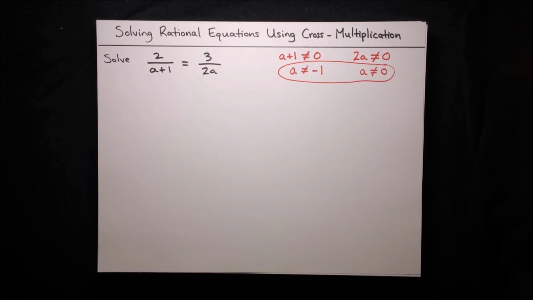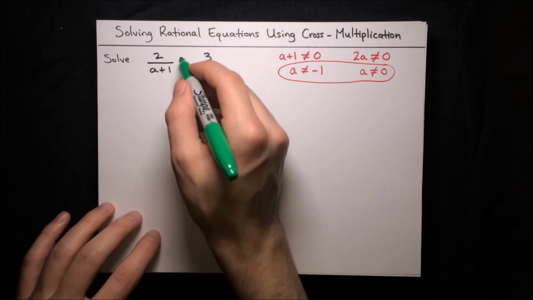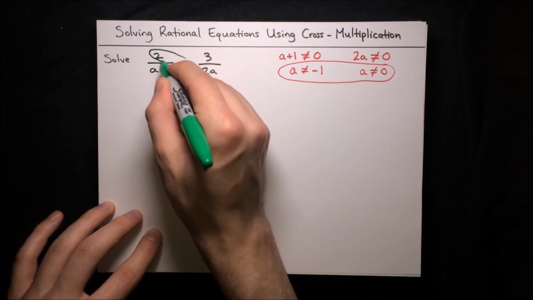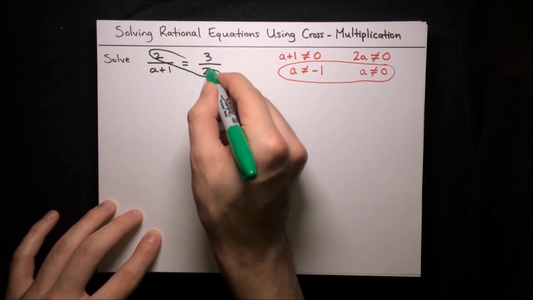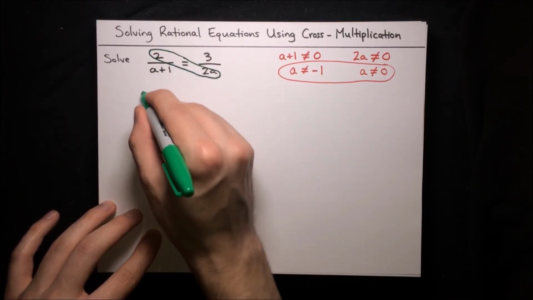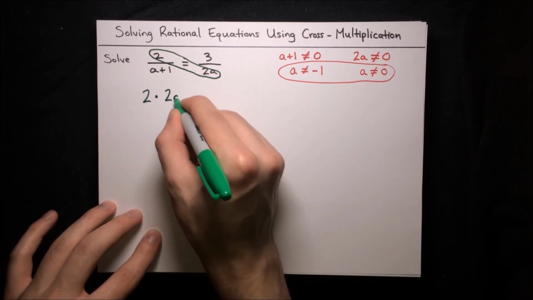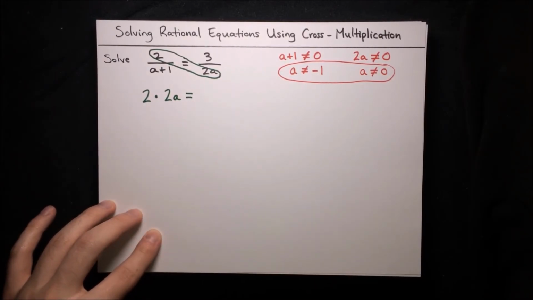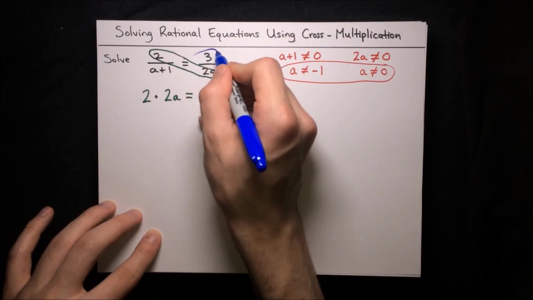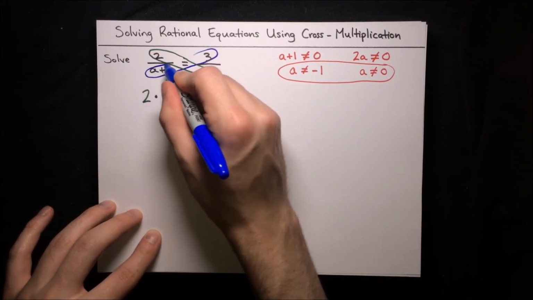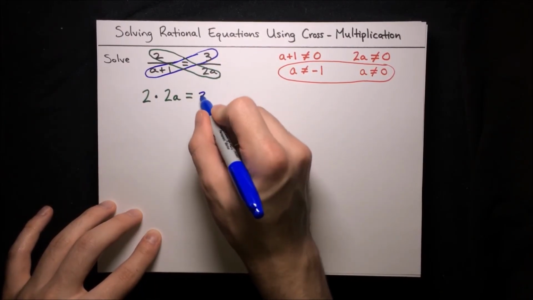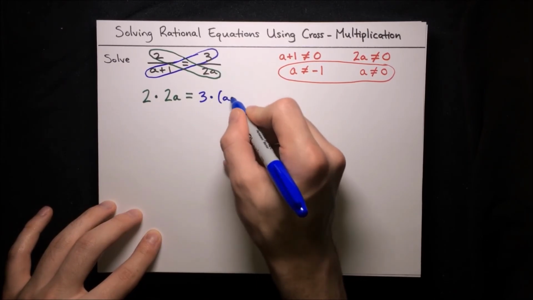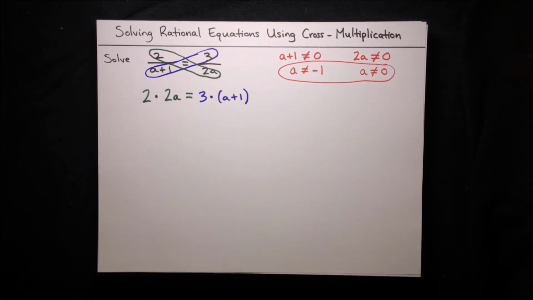Again, we'll just use cross multiplication. It's a very convenient method to manipulate these kinds of equations. Take the left numerator and the right denominator, and multiply them. So 2 times 2a is equal to the opposite cross, the right numerator times the left denominator, so 3 times a plus 1. Now this is a nice linear equation that we can solve.